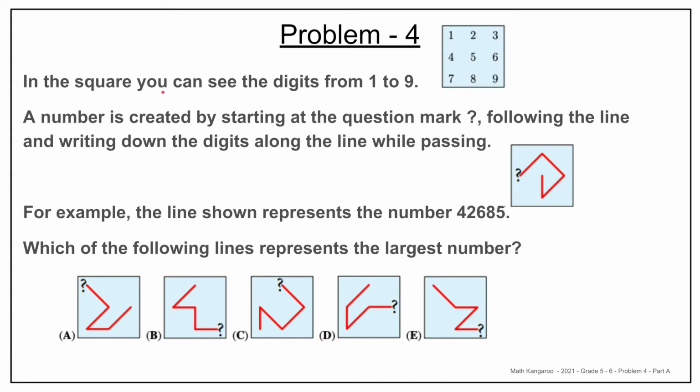Problem 4. In the square, you can see the digits from 1 to 9. A number is created by starting at the question mark, following the line and writing down the digit along the line while passing. For example, the line shown represents the number 42685. Which of the following lines represents the largest number? The digits along the line are summed together and we have to find which line represents the largest number on this square. So let's bring this square on top of each option and see which one is our correct answer.